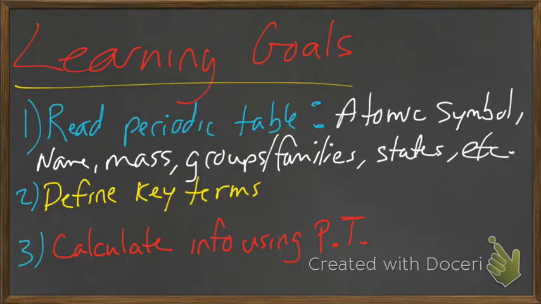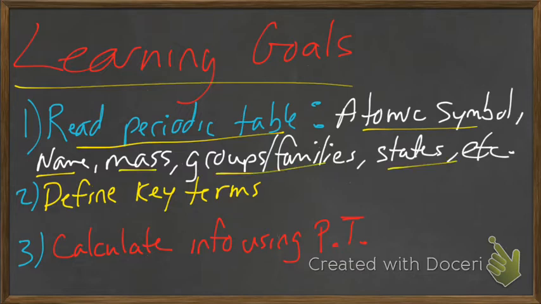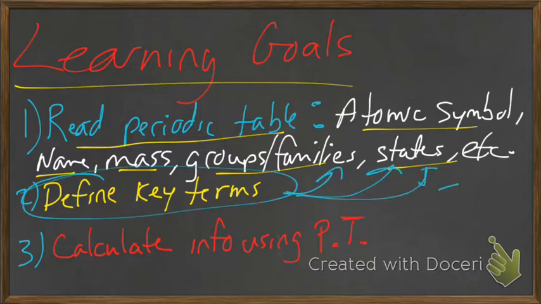Learning goals for this video: we're going to read the periodic table. Now, it sounds kind of basic, but there's a lot of information going on. So there's the atomic symbol, the atomic name, mass, groups and families, states. There's a whole bunch of things going on. So we're going to define those key terms, all these ones here, plus more. And that's not all! Last thing we're going to do is calculate information using the periodic table.